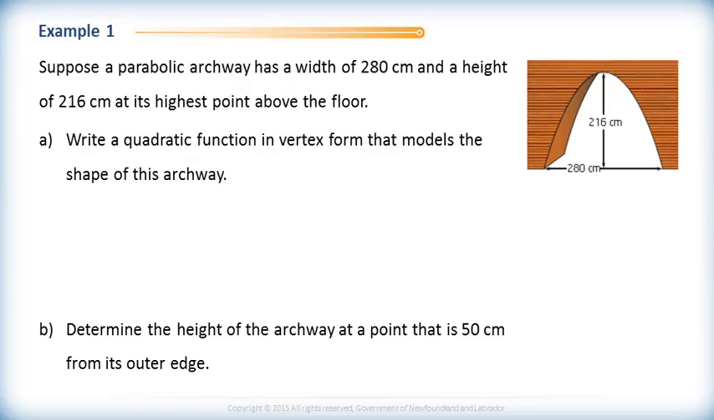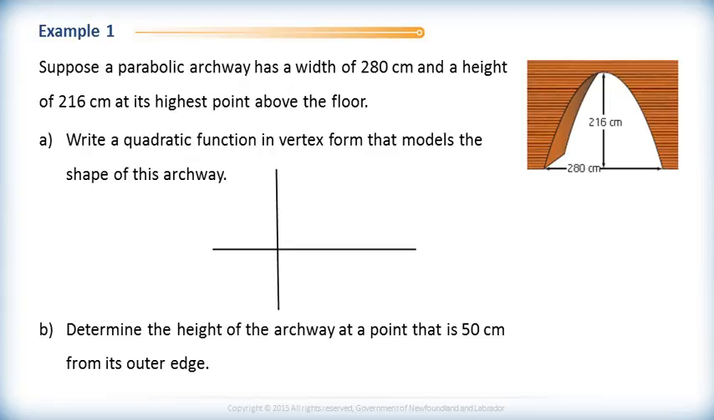Example 1. Suppose a parabolic archway has a width of 280 centimeters and a height of 216 centimeters at its highest point above the floor. Write a quadratic function in vertex form that models the shape of this archway.